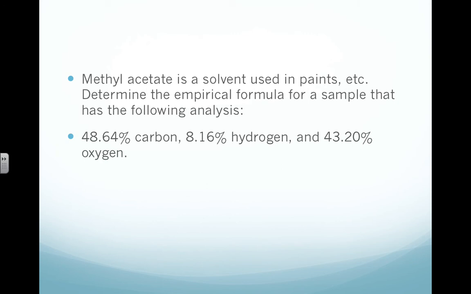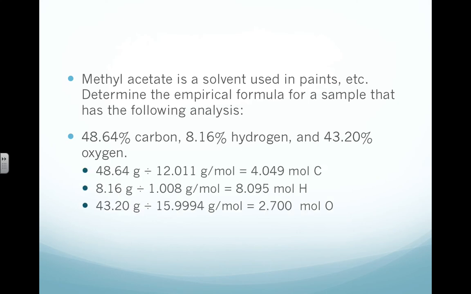Okay, here's methyl acetate. So here you have to figure out the empirical formula. Please remember, the first step is you take those percents and you change them to mass. So here we go. Once we do that, we divide by the molar mass to get moles. And what you want to do is look for the lowest amount of moles out of those 3, and take each molar amount and divide it by that to get the ratio.